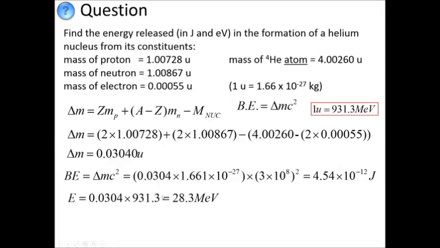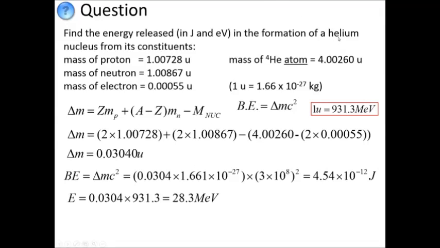And then what we could do here, if you wanted to do it the other way, we could just use the conversion of 1 u being equal to 931.3 mega electron volts, and here I could say that that is 28.3 mega electron volts. Okay, two more quick questions.